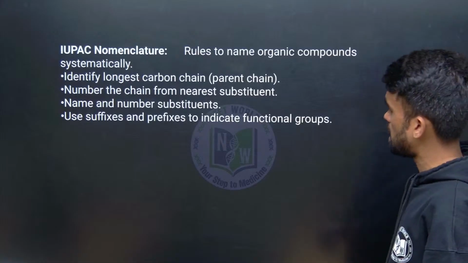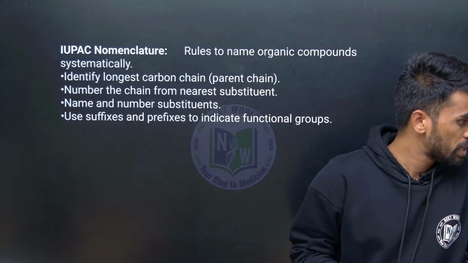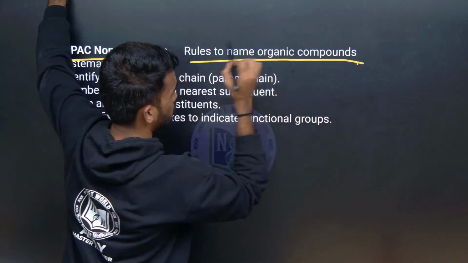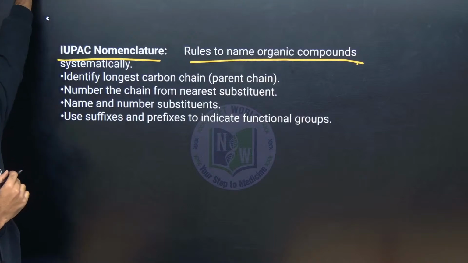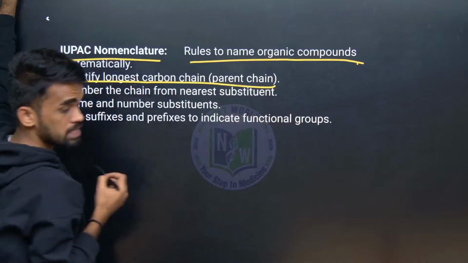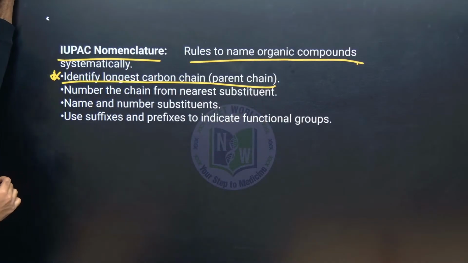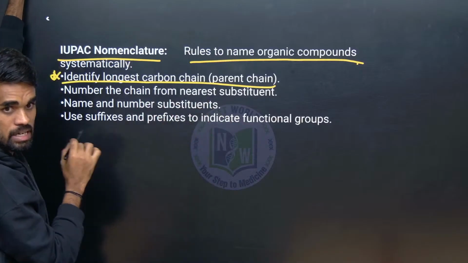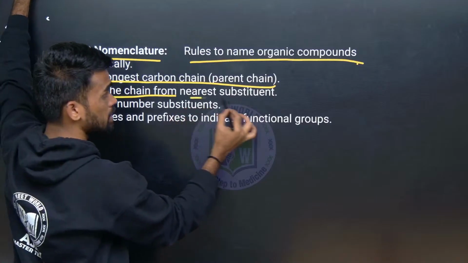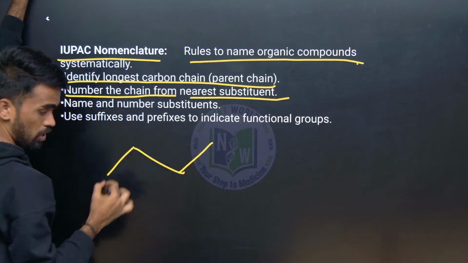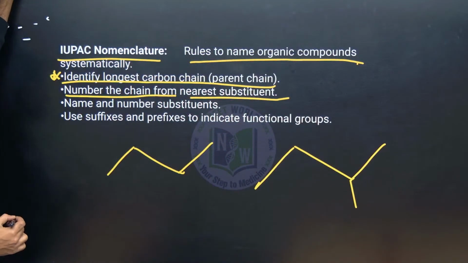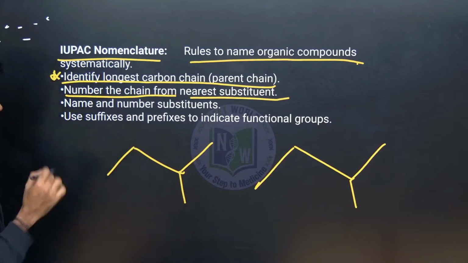So when it comes to IUPAC nomenclature, what do we have here? The rules to name organic compounds are given by IUPAC. First, identify the longest carbon chain. So the longest carbon chain is the parent chain. Next, number the chain from the nearest substituent. For example, here we have a structure like this, and like this.